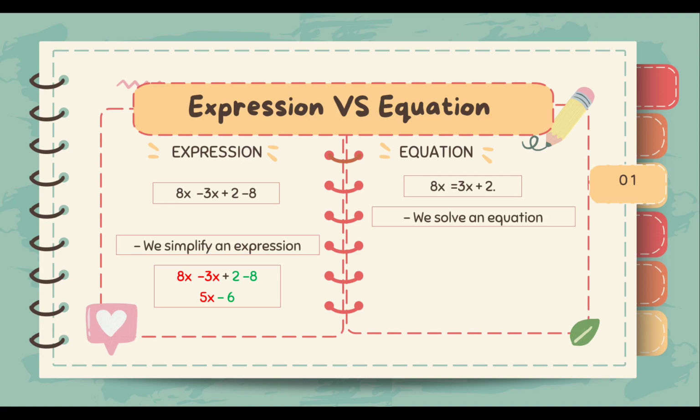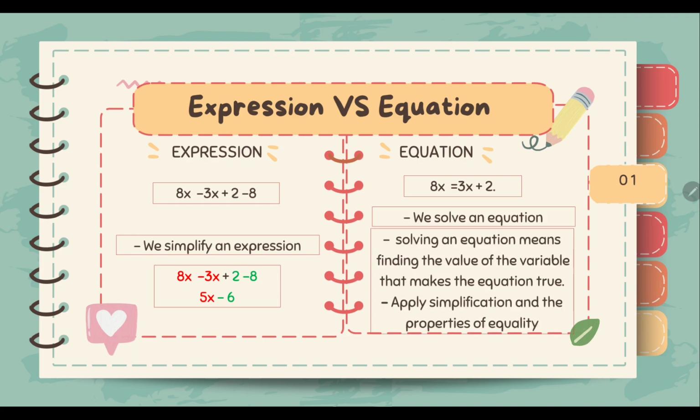We can only combine terms which are similar, meaning to say we have the same variable with the same exponent. 8x minus 3x can be combined. That's color-coded for us to easily see. 2 minus 8 also is combined. So 8x minus 3x is 5x, and 2 minus 8 is equal to negative 6. Thus, the expression 8x minus 3x plus 2 minus 8 was simplified into 5x minus 6.